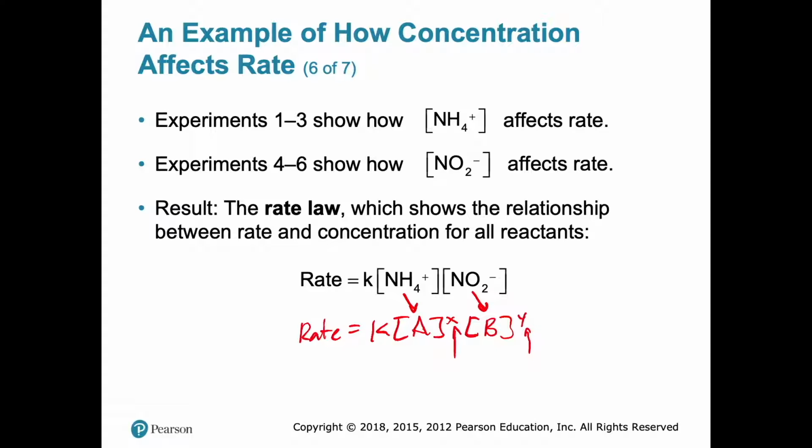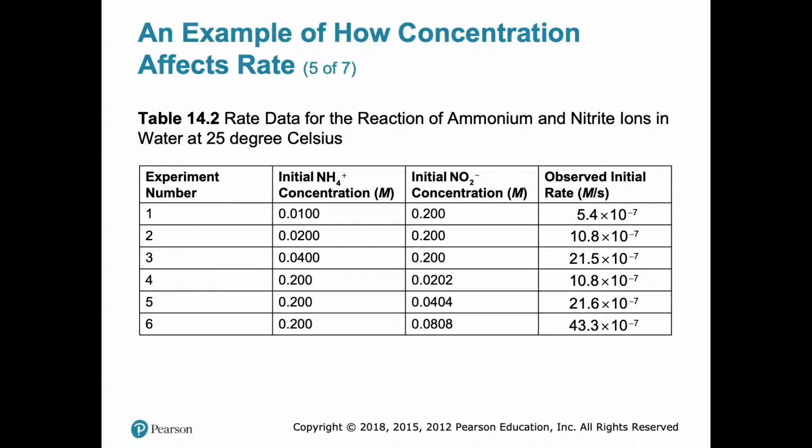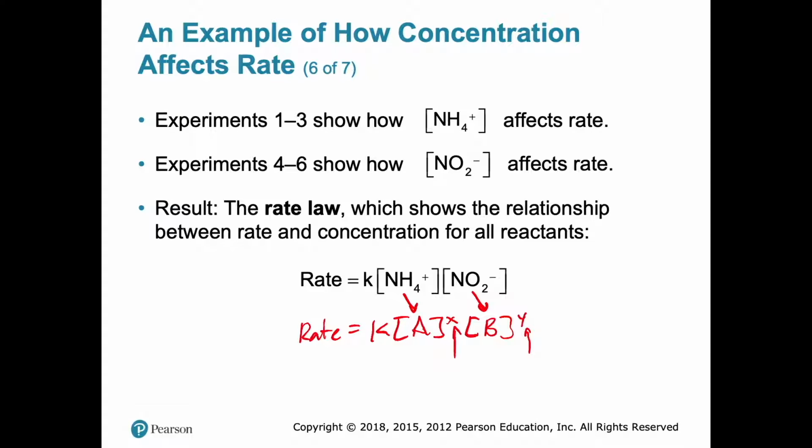And since when we looked at the data on the previous slide, we saw that doubling the concentration of ammonia doubles the reaction rate, and doubling the concentration of nitrite doubles the reaction rate too, that's called a first order reaction. Since the X and the Y are the orders of the reaction, by the way, RXN is an abbreviation for reaction, then we know that both X equals 1 and Y equals 1 for first order. So this Y goes here, and this X goes up here.